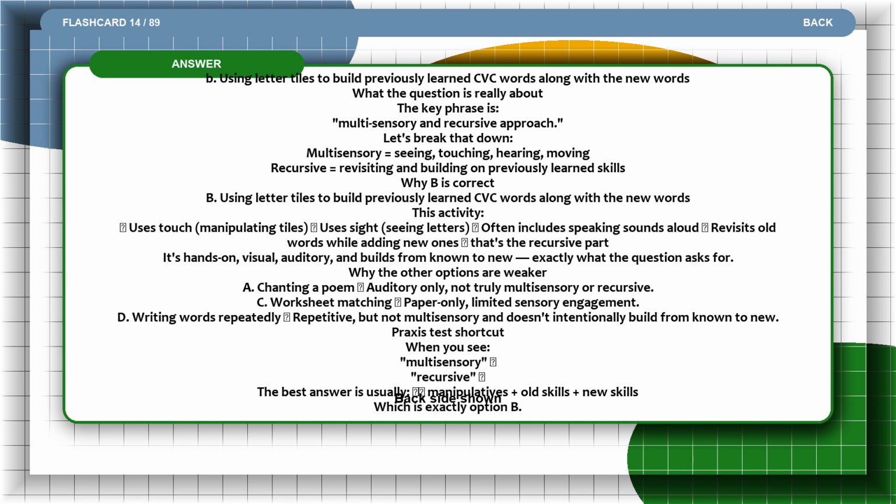Why the other options are weaker. A. Chanting a poem is auditory only, not truly multisensory or recursive. C. Worksheet matching is paper only, with limited sensory engagement. D. Writing words repeatedly is repetitive, but not multisensory and doesn't intentionally build from known to new. Praxis test shortcut: when you see multisensory and recursive, the best answer is usually the one with manipulatives plus old skills plus new skills, which is exactly option B.